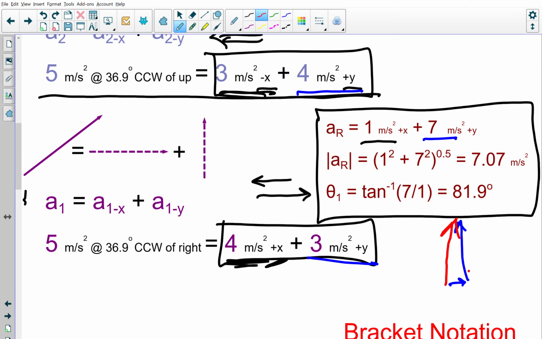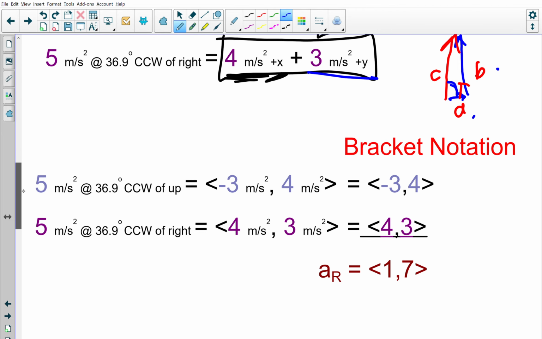It's a junky drawing, but this is a right triangle. This is a squared plus b squared is c squared, which is exactly what we do right here. And it comes out to 7.07 as expected. And then, when you need to find the angle relative to that x-axis, it's just tangent, opposite over adjacent, and it comes out to 81.9 degrees, just as it did before. Okay? All right, let's go on down here.